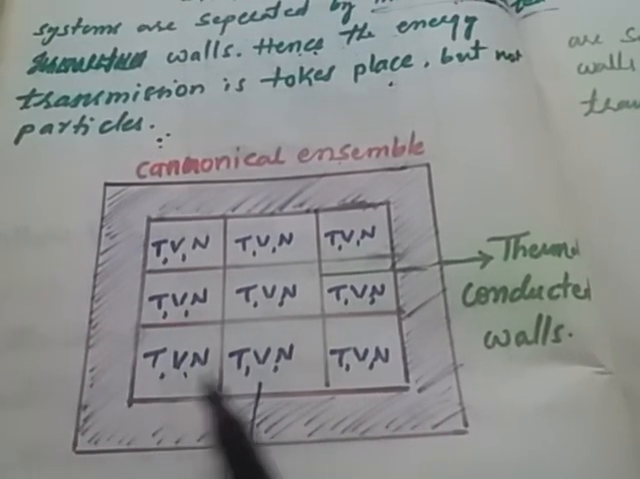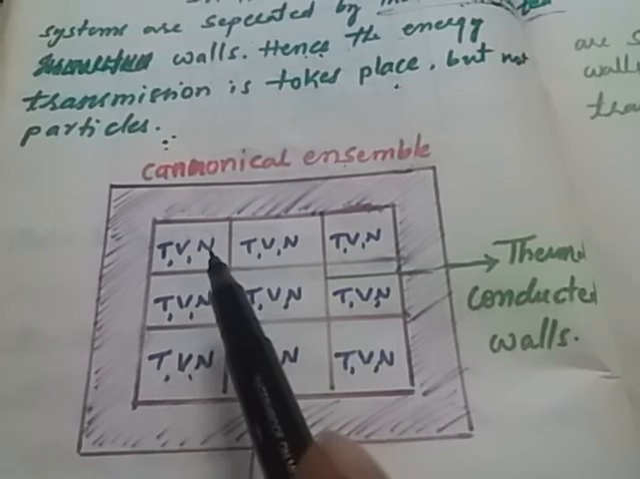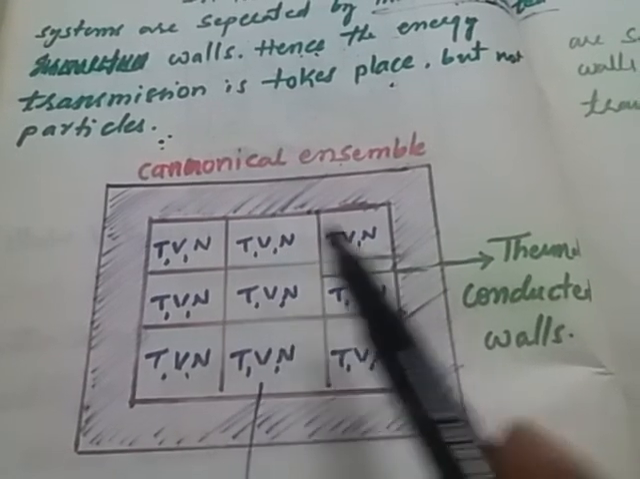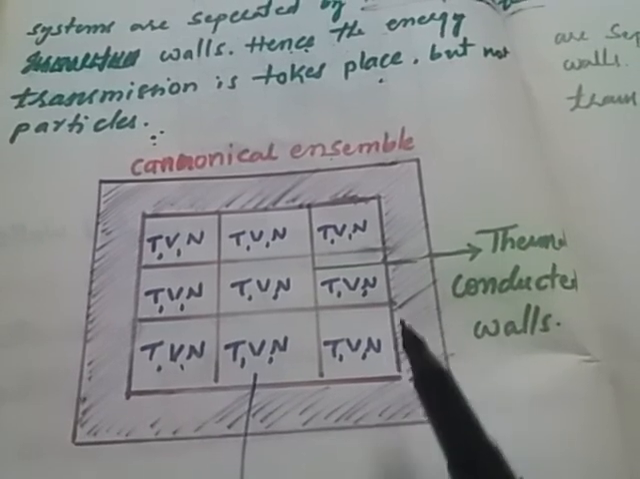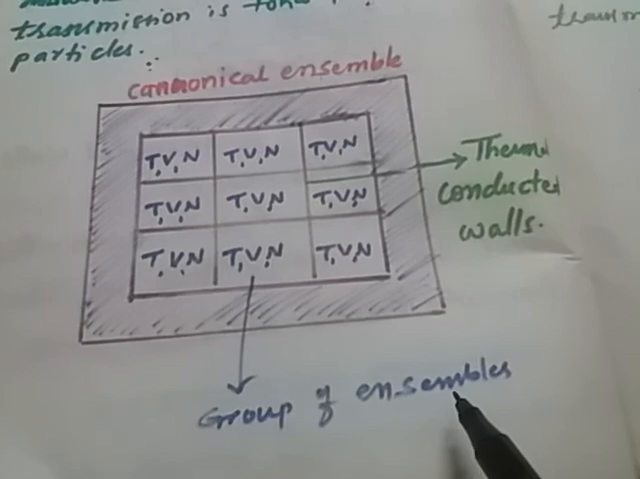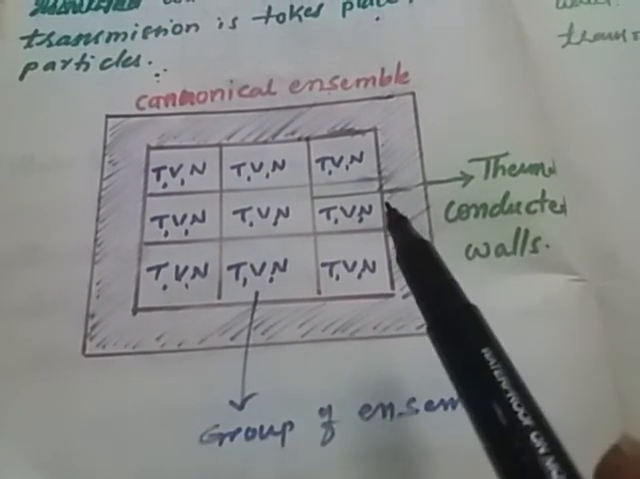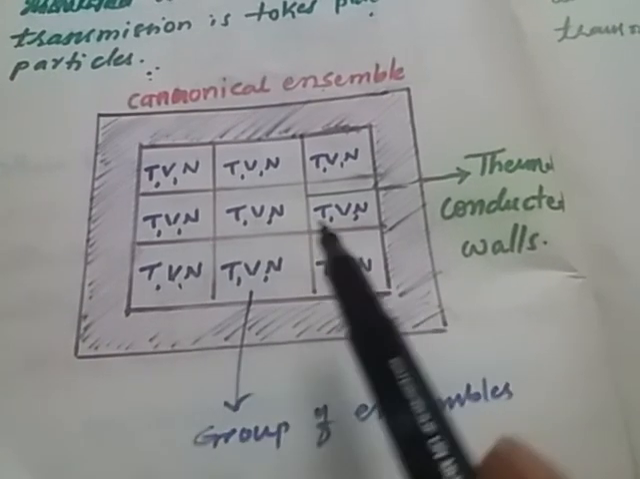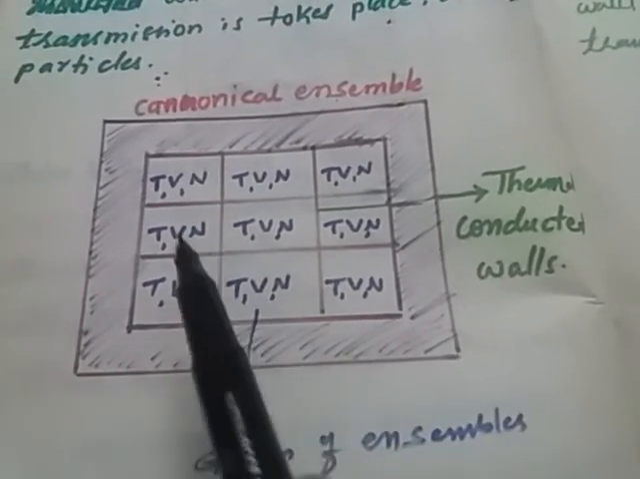In this canonical ensemble, see here: temperature T, volume V, and number of particles N. This is one system, then the second, third, and so on. The group of systems, or group of ensembles, is indicated here, and the vertical and horizontal lines which are there are the thermal conducting walls.